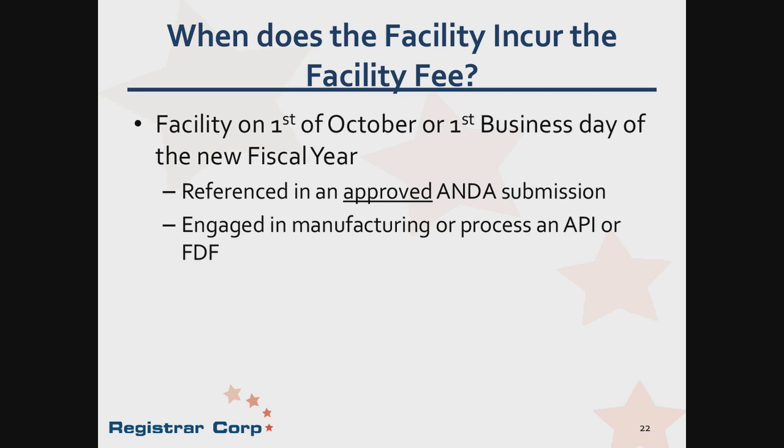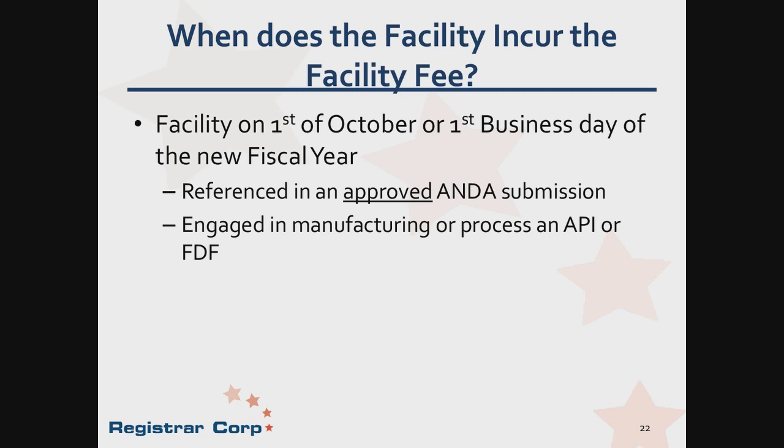Under GDUFA 2, the owner of a facility incurs a fee when both of the following conditions are met on the facility fee due date. The facility is referenced in an approved generic drug submission, and the facility is engaged in manufacturing or processing an API or FDF. A facility does not incur a fee for being referenced only in pending generic drug submissions under GDUFA 2. If a facility is first identified in an approved generic drug submission after the due date for payment of the facility fee for a fiscal year, the facility is not required to pay the fee for that fiscal year. In most cases, the critical question is whether there is a generic drug submission approved on the due date in which the facility is referenced.